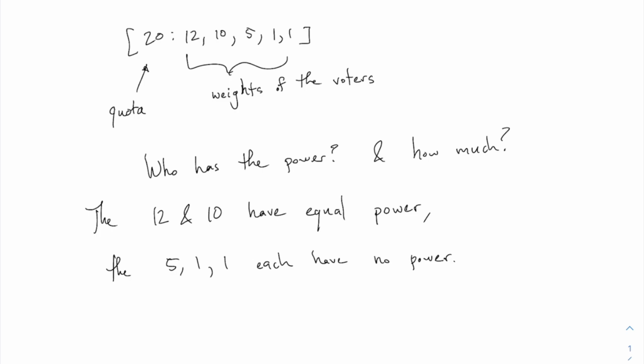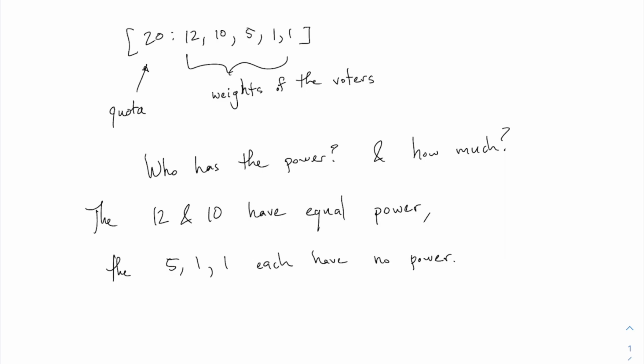Any thoughts about that? So the moral of the story from the outset is you cannot just simply look at the numbers and say, yeah, 12 is bigger than 10. That means 12 has more power than 10. Because maybe it doesn't. All right? And you also can't say the 5 has half as much power as the 10. Because actually, in this case, the 5 has no power at all. And the 10 has equal power to the 12.